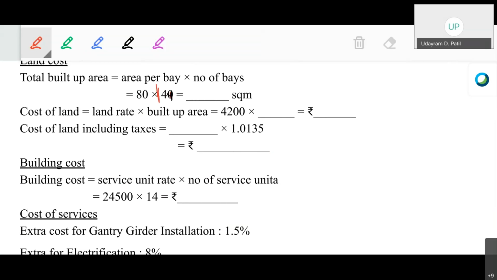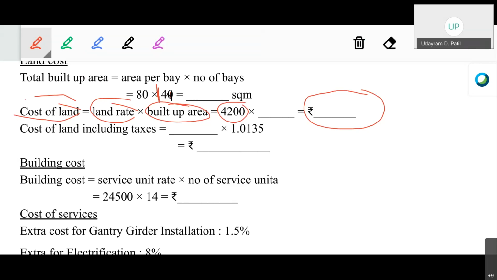80 multiplied by 14 will give us the area as 1120 square meter. So the total built up area for the particular construction work is 1120 square meter. Now we have the area, and we have the land rate. So the cost of purchasing that particular land will be land rate multiplied by the total built up area. The land rate is 4200 per square meter, and the built up area is 1120 square meter. So that will give us the cost of the land for construction of this particular project.